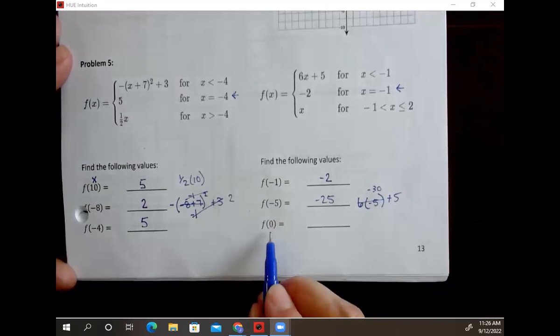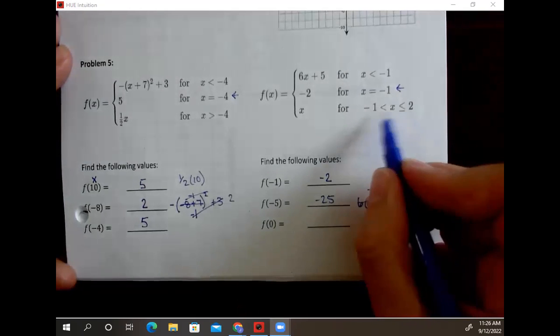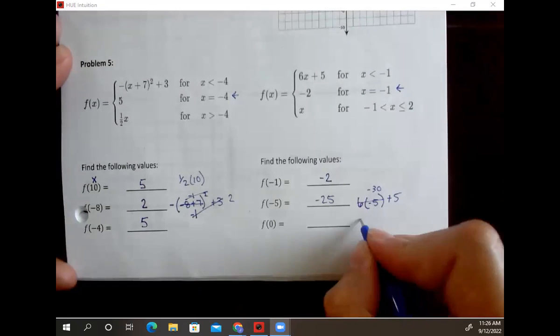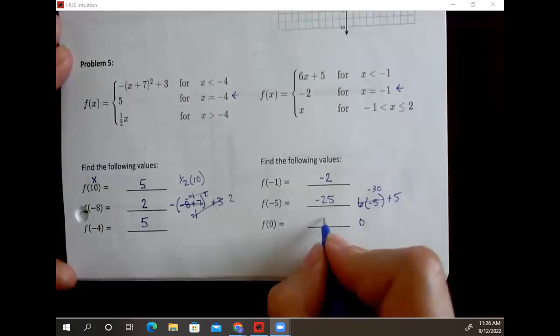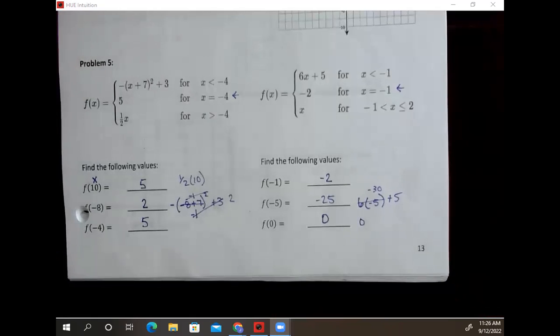And then finally, f of 0. So that's between -1 and 2, so I would just plug in my value there, and there isn't really any simplifying to do, so my output would just be 0.